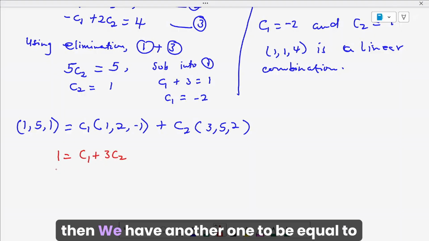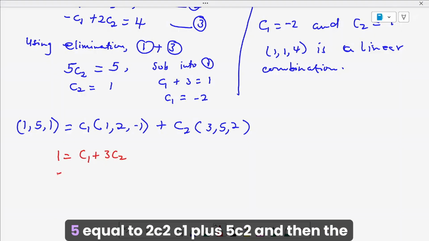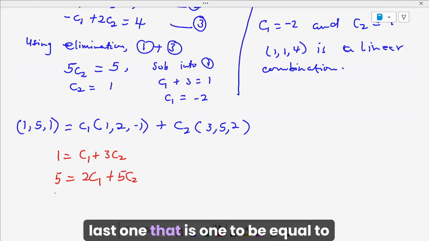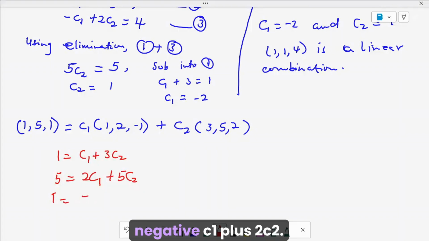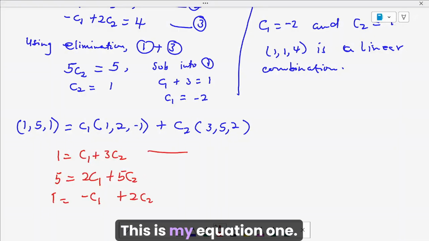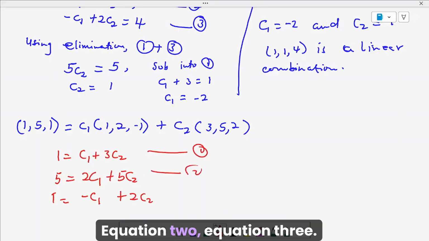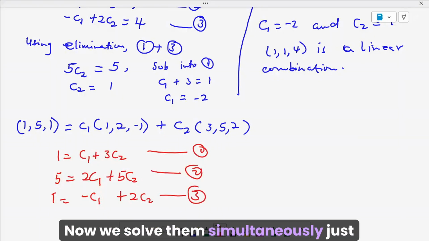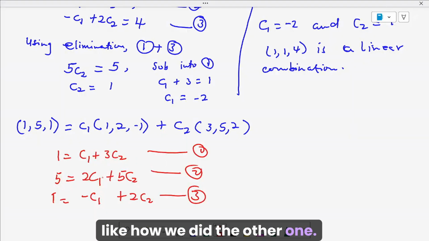And then we'll have another one: 5 equals 2C1 plus 5C2. And then the last one, that is 1 equals negative C1 plus 2C2. This is my equation 1, equation 2, equation 3. Now we solve them simultaneously, just like how we did the other one.